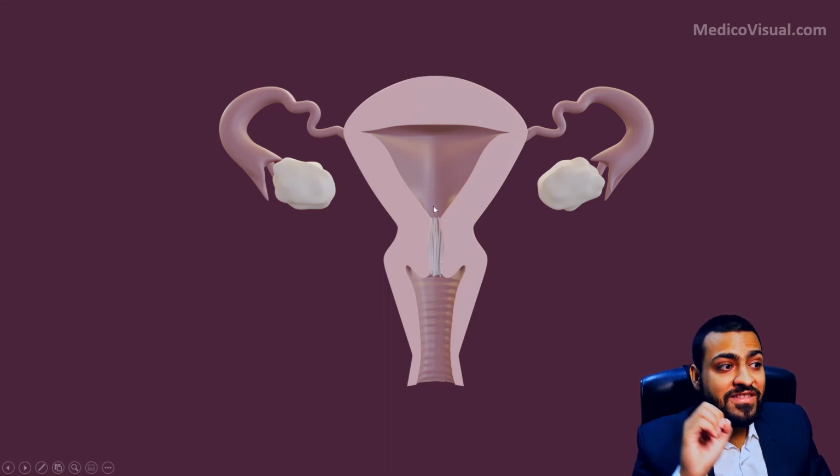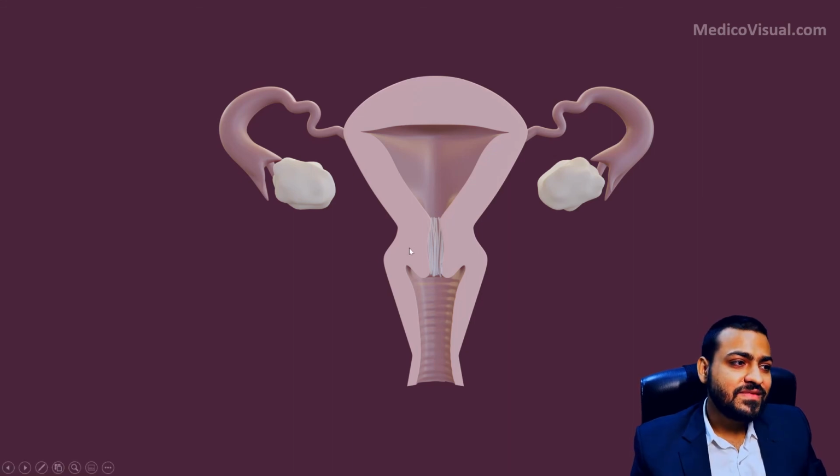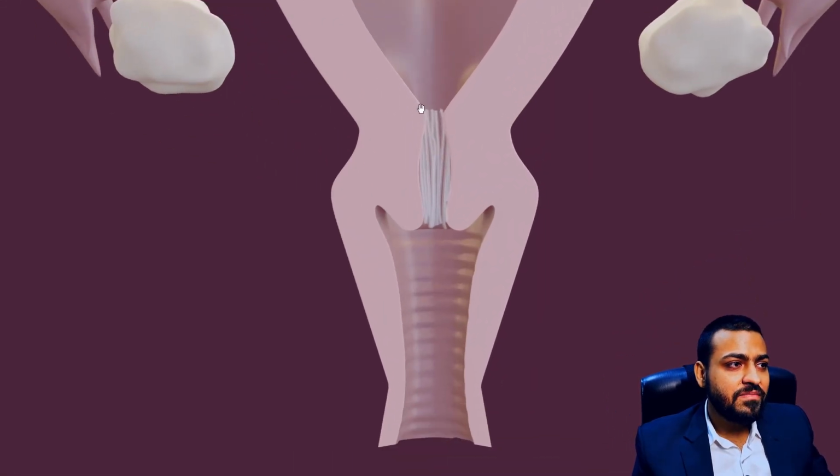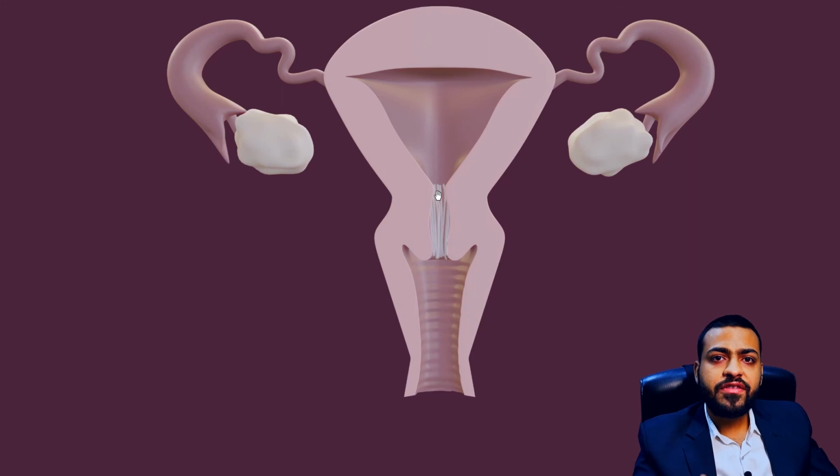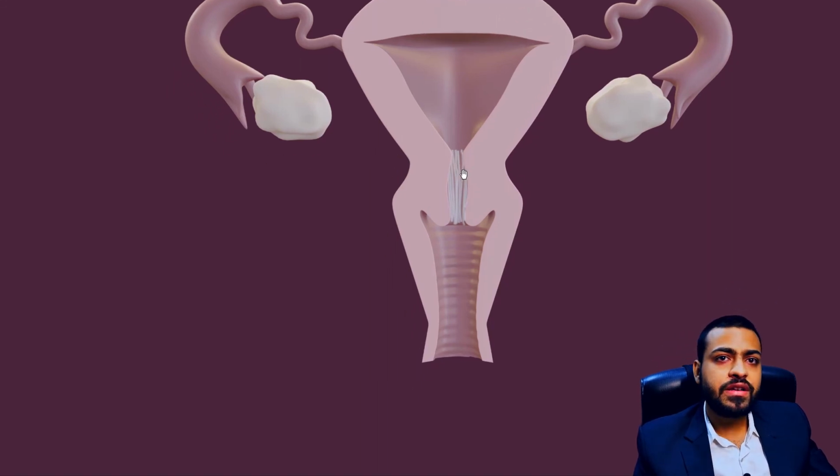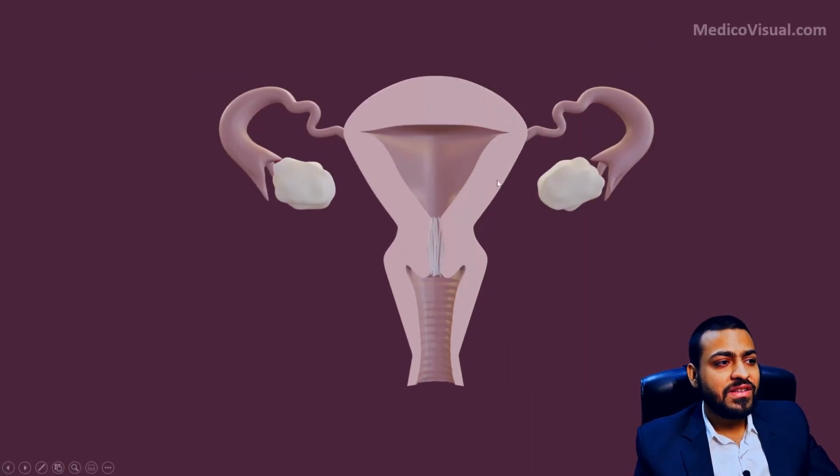But that is not just that. The cervical glands present here secrete special hair-like strands of mucus. So these mucosal strands, these hair-like structures, are arranged parallel to each other to welcome the sperm into the uterine cavity, right?